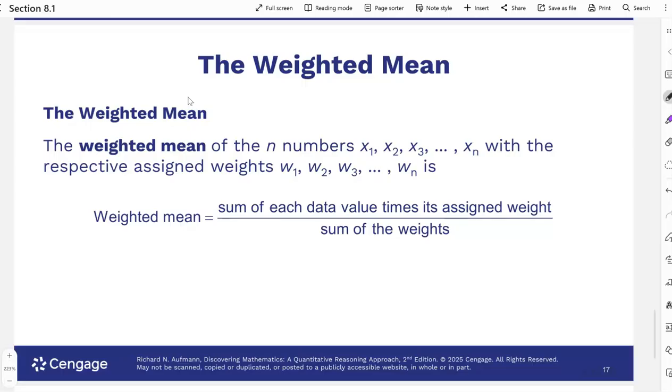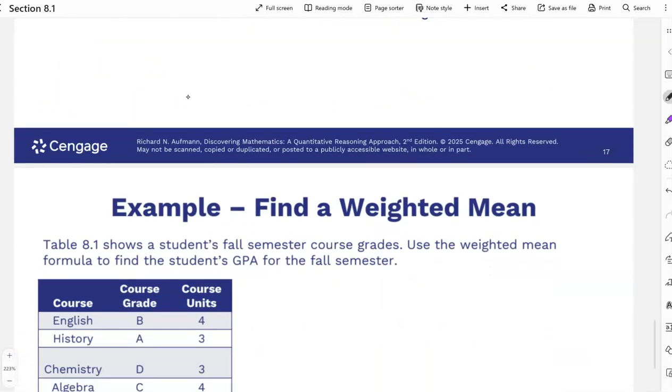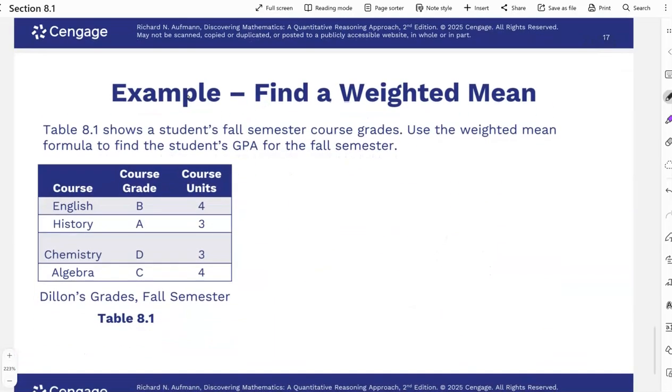So to compute a weighted mean, we're still looking at the sum, but now our sum is a little bit more complicated in the numerator. It's going to be a sum of each data value times its assigned weight, and then we're going to divide by the sum of all the weights. So let's look at a few examples.